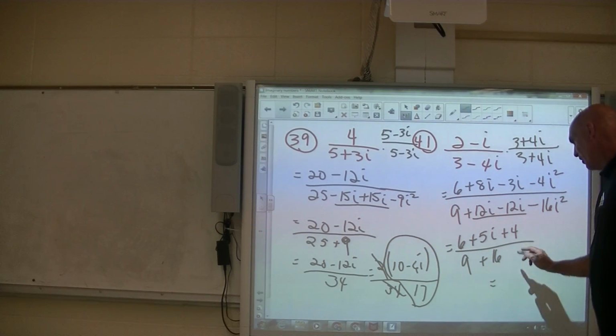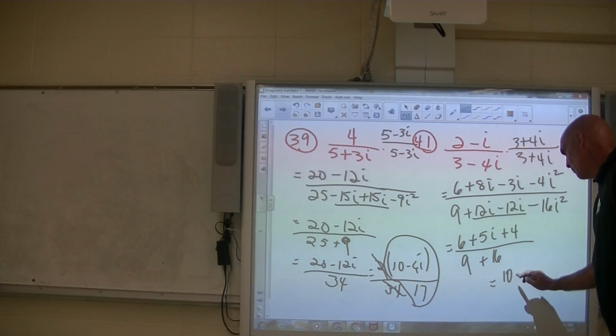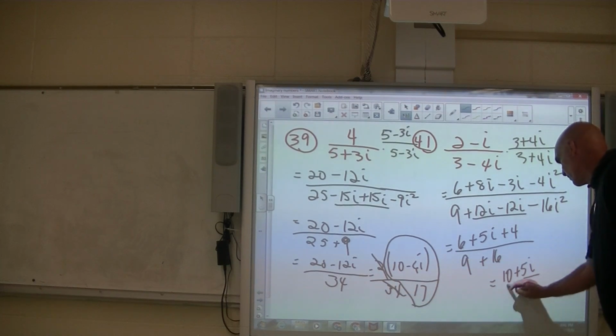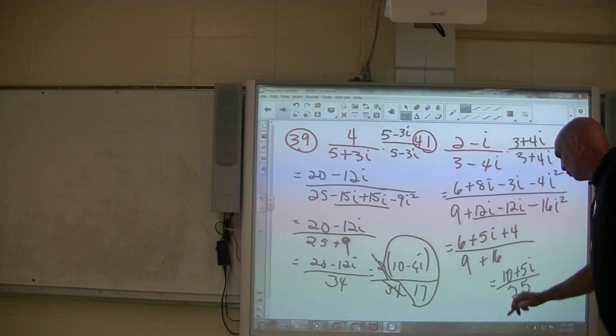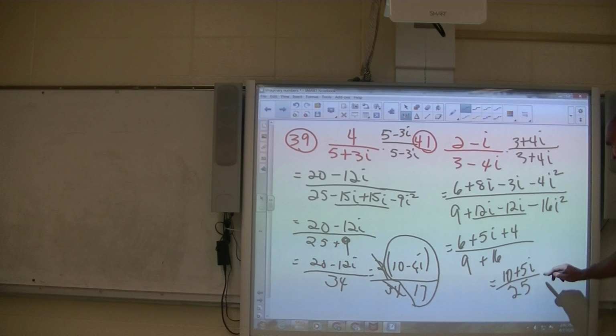And let's see, maybe my final answer. No, not quite. 10 plus 5i over 25. I was hoping I'd be able to circle that, but it just so happens there's a common factor of 5. So I factor a 5 out of the top, and I get 5 times 2 plus i, and out of the bottom, when I divide out that 5, I'm left with 5. 2 plus i over 5 is the final answer.